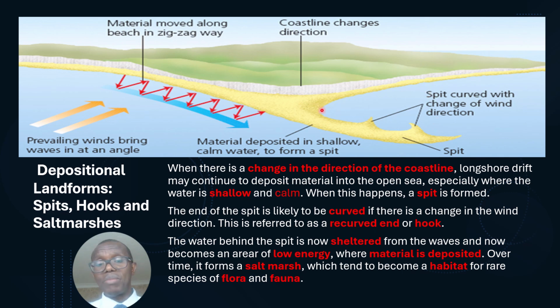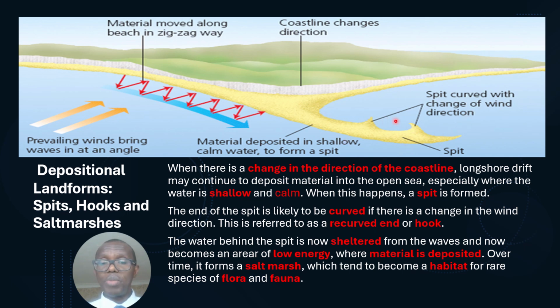Now, sometimes there will be a change in the direction of the wind, and if there is a change in the direction of the wind, then you will have this spit here curving at the end, and you can see here you have curves here of the spit, and that is normally referred to as a recurved end or a hook, all right, on the spit.